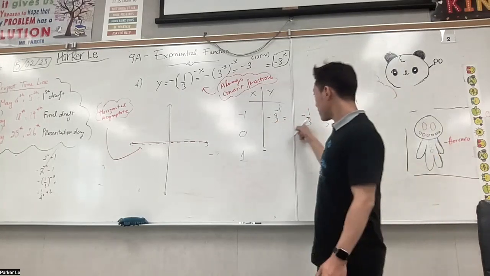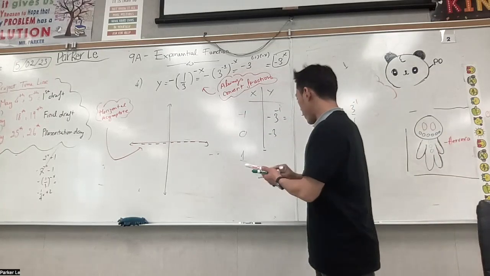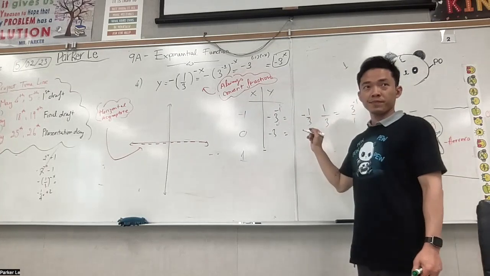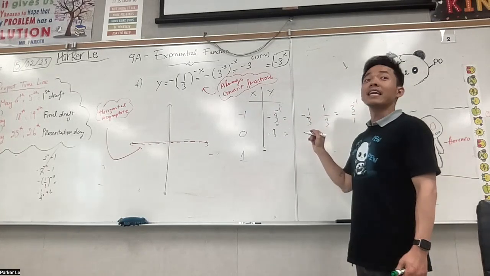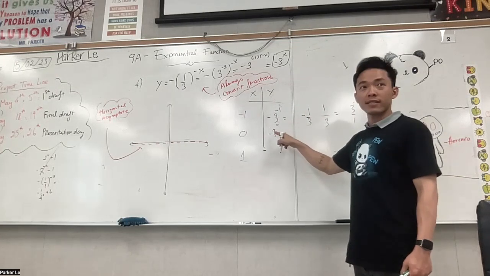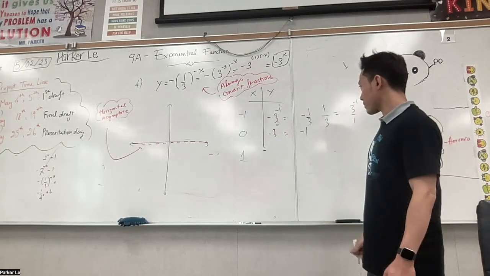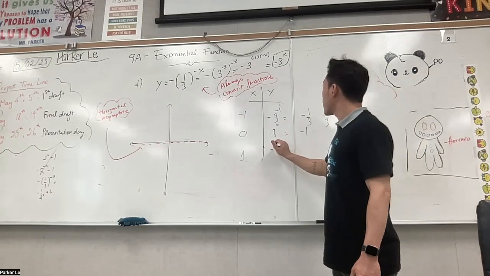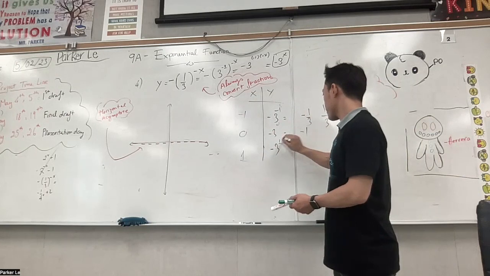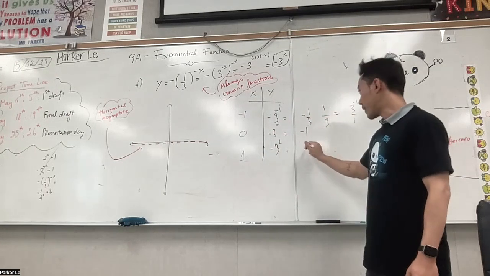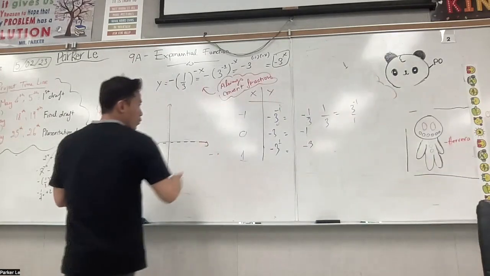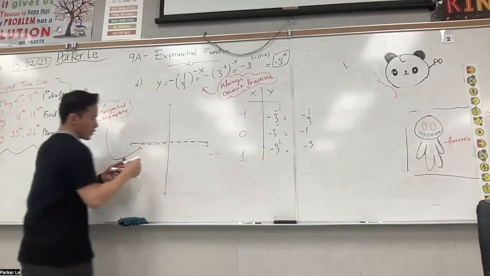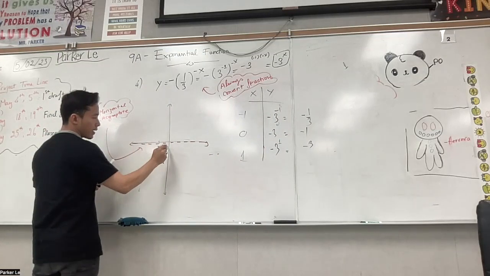Plug in the 0, negative 2 to the power 0. What is this? Is that 1 or negative 1? Negative 1. There's no parenthesis. Okay, so negative 3 to the power 1 is negative 3. Very good. So I have negative 1, negative 1, and negative 1 over 3.